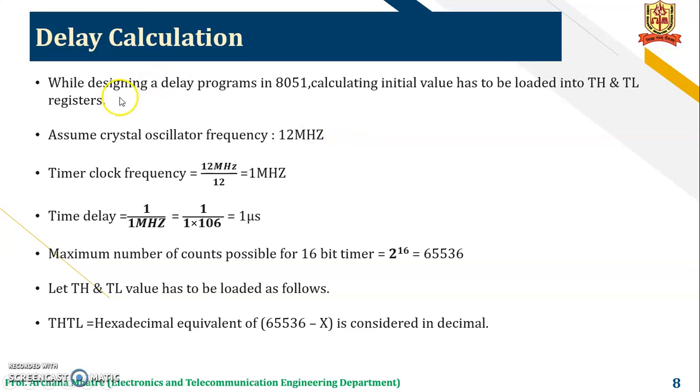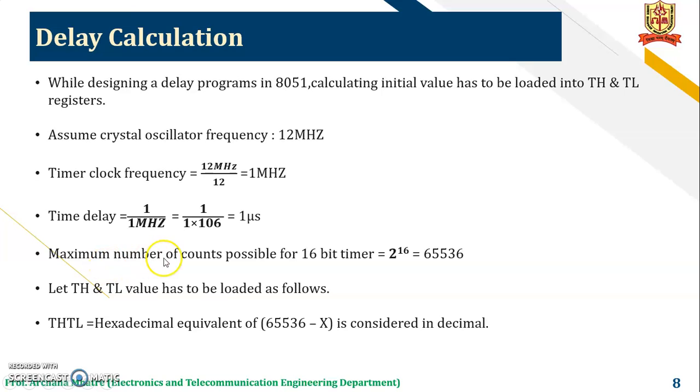While designing the delay program in 8051, we calculate the initial values to be loaded into the TH and TL registers. First, assume the crystal oscillator frequency as 12 MHz. Then the timer clock frequency is equal to 12 MHz divided by 12, which is 1 MHz. Time delay is equal to 1 divided by 1 MHz, that is the reciprocal of frequency, which is 1 microsecond.